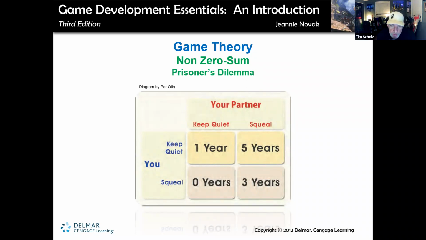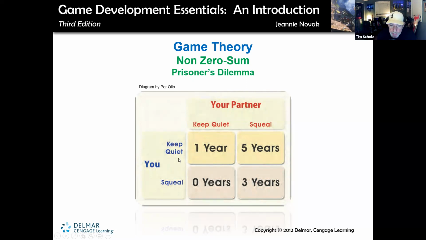And so in doing this, they're going to separate you. So you have no way of talking or communicating with your partner. So when you're sitting there in the prisoner's dilemma, looking at this grid here, basically the concept we're looking at is what this grid is.